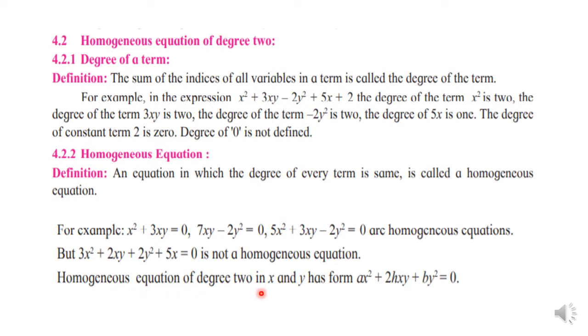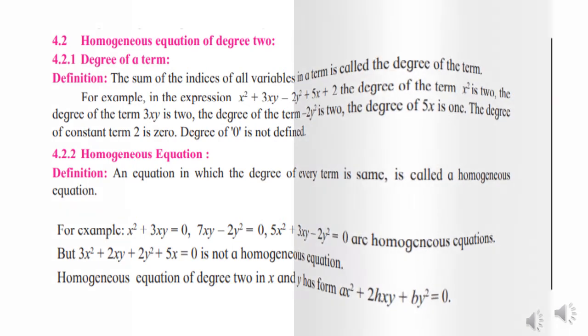Now the general way to write a homogeneous equation of degree 2 in x and y is by writing it as ax square plus 2hxy plus by square is equal to 0. Just keep this in mind because we will be dealing with it in a further part of the lesson also.